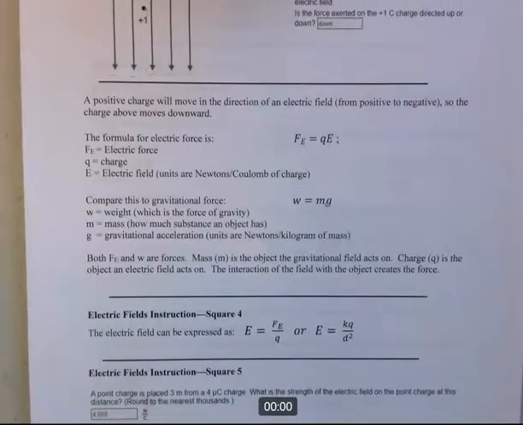Compare this to the gravitational force, W, which is weight. Now your weight, what you refer to as your weight, is a force. It's a force on the earth caused by a gravitational field. So W, weight, equals mass times gravitational acceleration. So what that means is, the way you parallel these is they're both forces. Weight and electrical force are both a force.